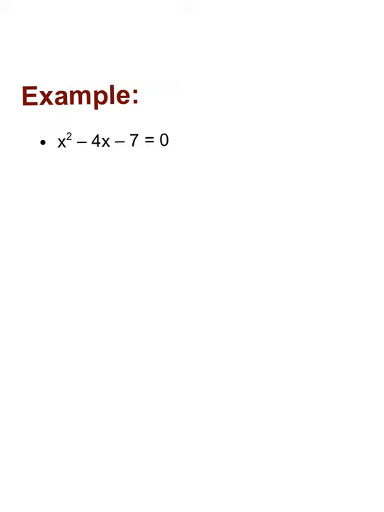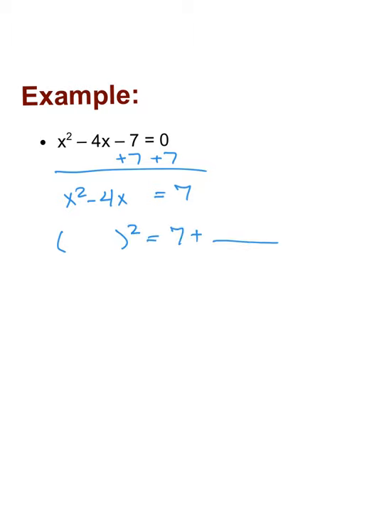Next example. First thing that we're going to do is make sure we have letters on the left and numbers on the right. So I'm going to add 7 to both sides. So now I have x squared minus 4x equals 7. The next step, I'm going to write my parentheses squared equals the answer plus blank, and I'm going to put an x in front.